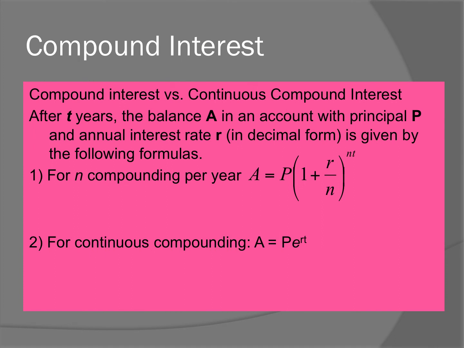All right, next we're moving on to compound interest. So we have compound interest versus continuous compound interest, which are two different formulas. So if I had an example that said after 2 years, the balance A in an account with principal P and annual interest rate R, which is in decimal form, is given by the following formulas. So our compounded interest is this one, where P is the principal, so that's the starting amount. It'll usually say principal, or you start with this much. So that's what we start with, the starting amount.